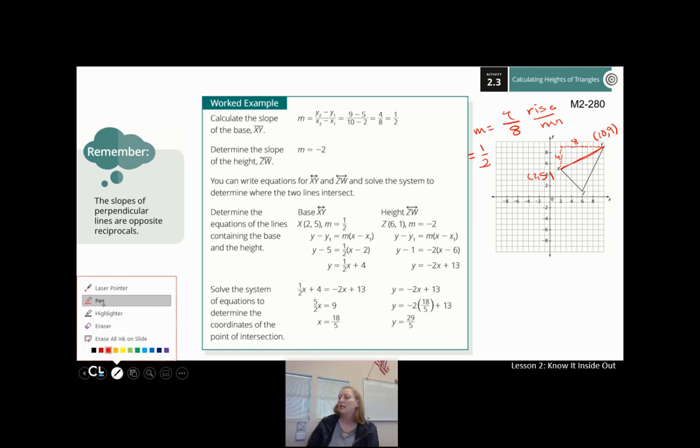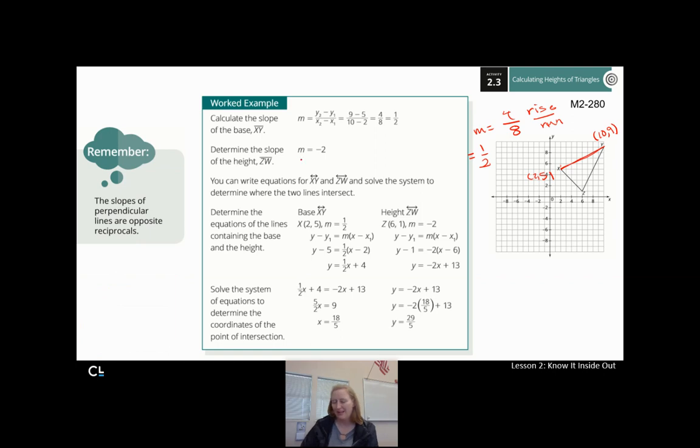So here's what this means. Remember that in order to be perpendicular, your slopes need to be opposite reciprocals. So if the slope of my base is a positive 1/2, then the slope of my height needs to be a negative 2 over 1, also known as negative 2. All right, we've got our new slope.